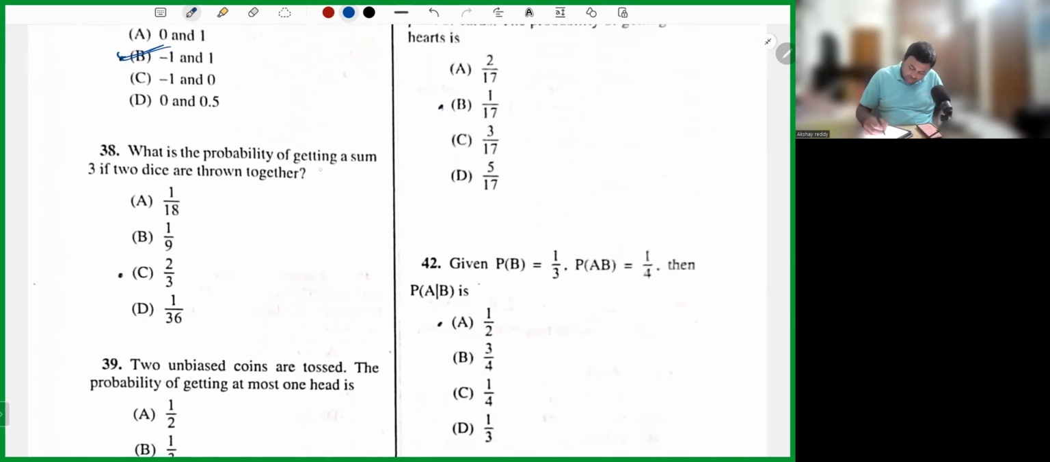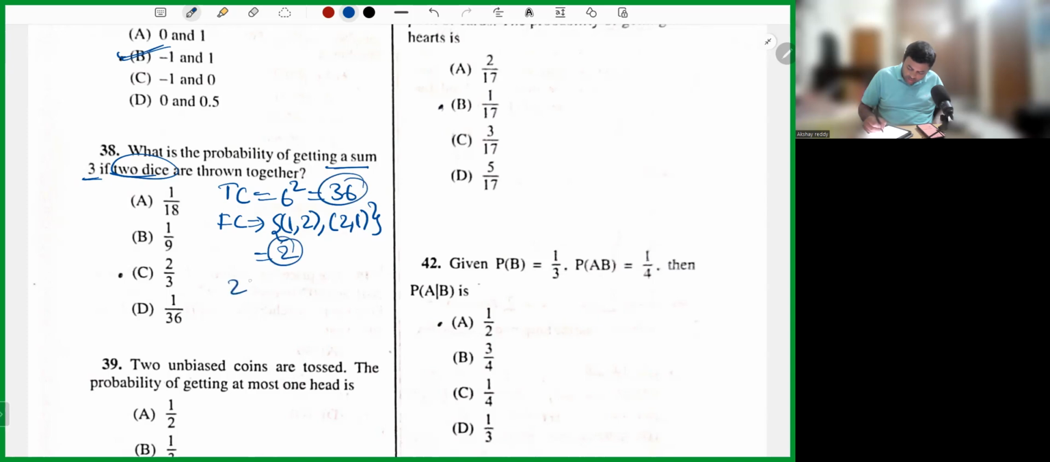What is the probability of getting sum as 3 if 2 dice are rolled? If 2 dice are thrown, my dear friends, total cases will be 6 square, 36. In how many cases you will get sum as 3? 1, 2 and 2, 1. Only 2 cases. Is there any other case? No. Favorable cases are 2. Total cases are 36. 2 by 36, 1 by 18. So the answer is 1 by 18.